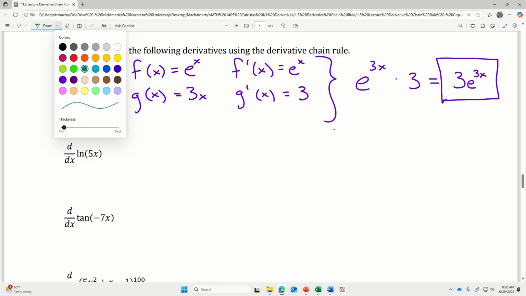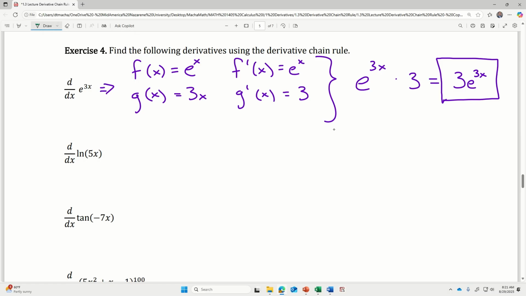So let's take a look here. I've got the derivative of natural log of 5x. So the outside function is natural log. The inside function is 5x. So what's the derivative of natural log? 1 over x. And so I'm going to write 1 over 5x, because I'm going to leave the inside function alone, times what's the derivative of the inside function? 5. And of course, I've got a 5 in the numerator and a 5 in the denominator. Those cancel each other out, and this derivative is just 1 over x.